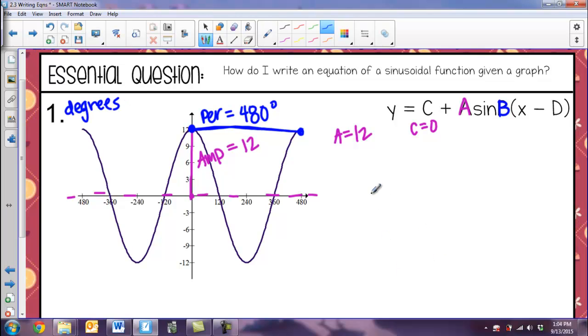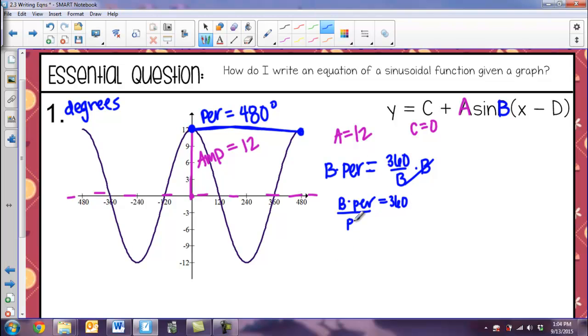So when I was finding my period before, remember, in order to get that value, I did 360 divided by B. Well, now I need to get B by itself because that's the one I care about for the equation. So I'm going to go ahead and either cross multiply or get this B out of the denominator. And then that's going to give me B times the period equals 360. Again, this would be 2 pi if you were in radians.